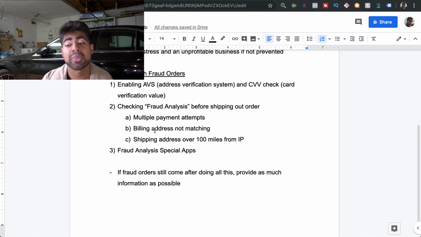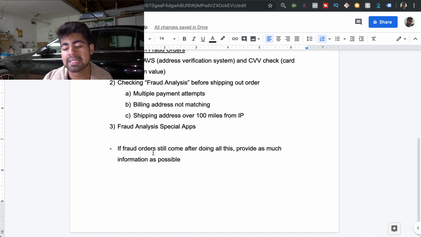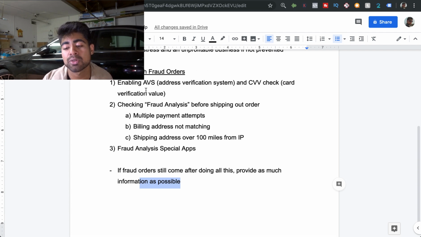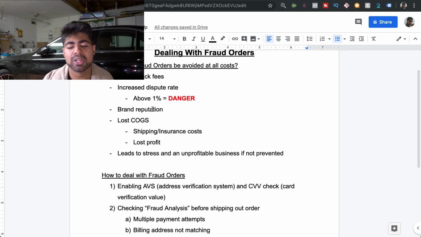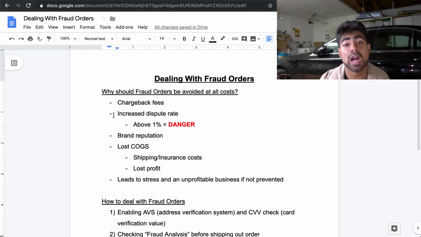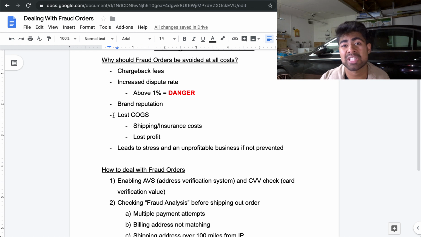So in those cases, if you've done all of these three things and you provide all of the information in case the fraud order does come through, the credit card companies often do a good job of resolving the case in your favor. But in order to have that done, you're going to have to do all of these things. But again, as mentioned, you definitely want to avoid fraud orders as much as you can because they lead to a lot of issues long term that can just end up killing your business and ending your income streams.